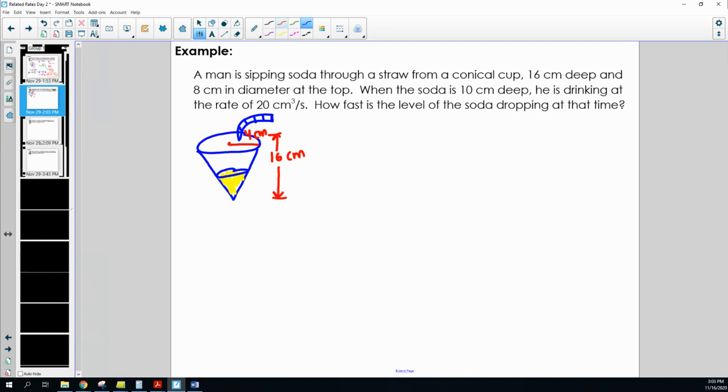So same type of setup as the other problem, right? We're dealing with volume because we have a cone. So volume is equal to 1/3 pi r squared h. Okay, we're given dV/dt, the rate of change of the volume with respect to time. And since he is drinking it, that means the volume is decreasing by that much, because the water's coming out of the cup. So this would be negative 20 centimeters cubed per second. And we're trying to find dh/dt when h is equal to 10.